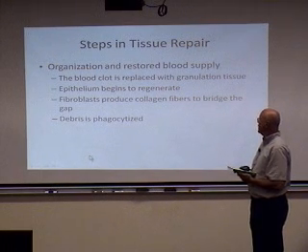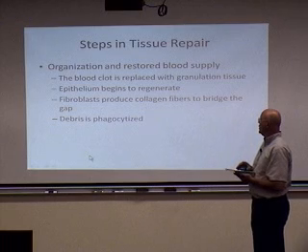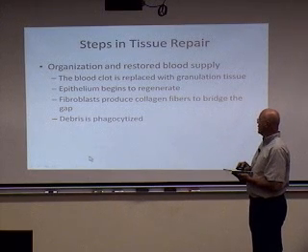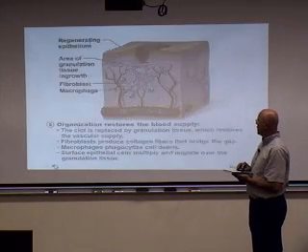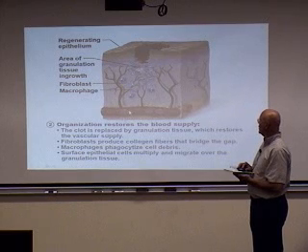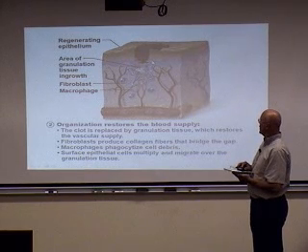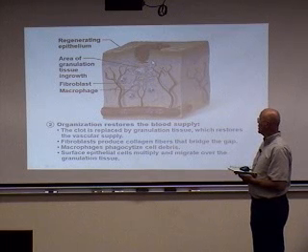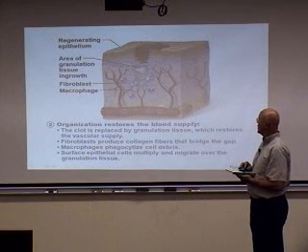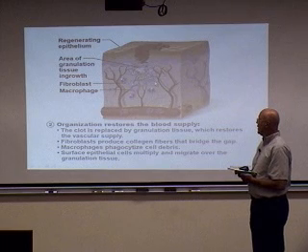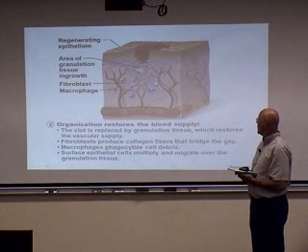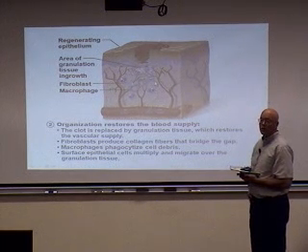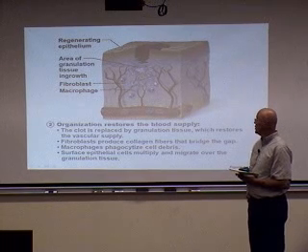Then the next step is organization, restoring the blood supply. The blood clot begins to be replaced with granulation tissue. The epithelium begins to regenerate, and fibroblasts are producing new collagen fibers. So here you see that the epithelial tissue is beginning to regenerate, is beginning to form anew and replacing the blood clot. Also, here we see that there are fibroblasts, and they are producing new collagen fibers, and they're going to start to bridge the gap in that damaged tissue.